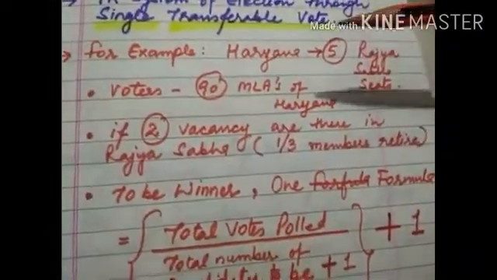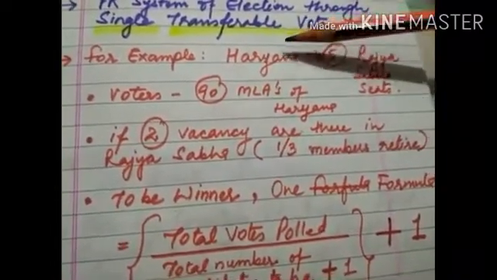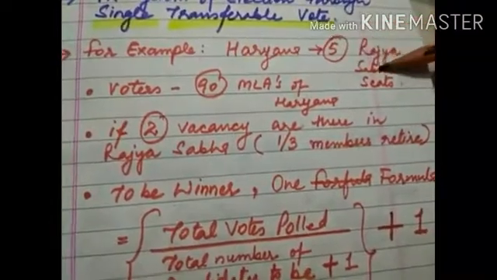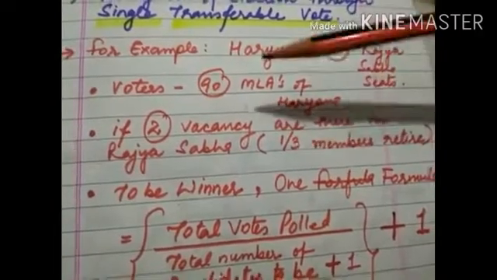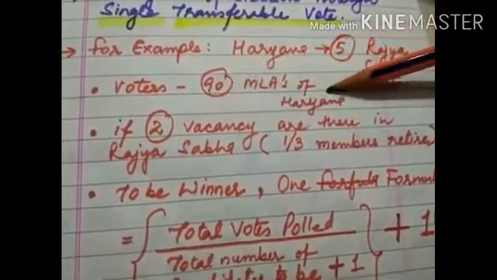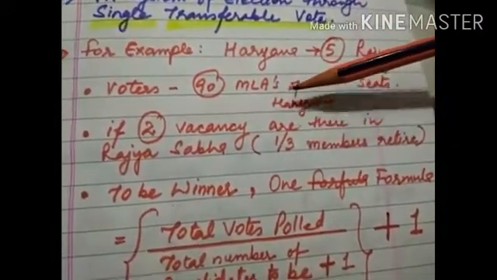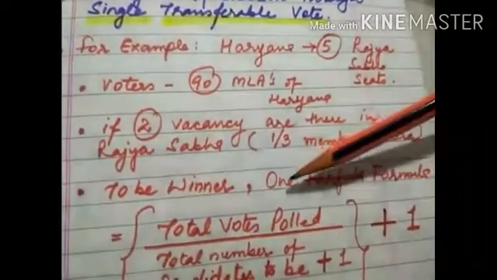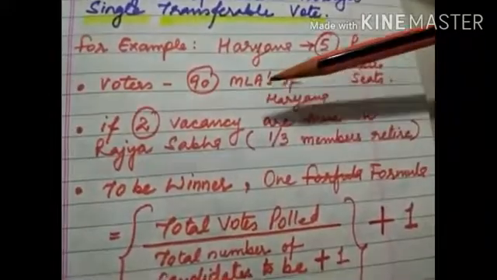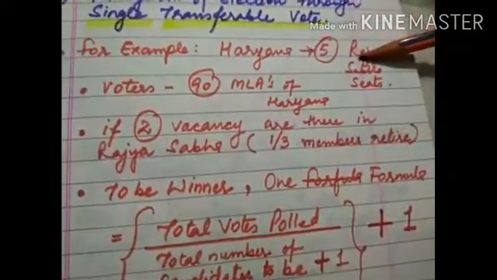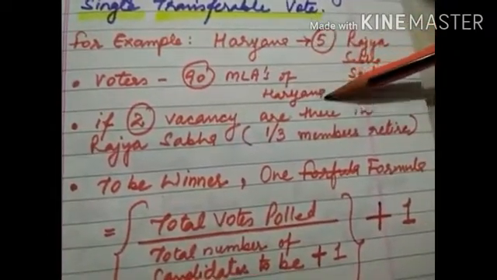So in order to understand this method, I have taken the example of Haryana. You know that from Haryana there are 5 seats for Rajya Sabha elections. And to elect those 5 seats, who are the voters? Voters are 90 MLAs of Haryana Legislative Assembly, because this is the indirect election system. In the indirect election system, the public does not vote for Rajya Sabha MPs. The public first votes for MLAs and the MLAs further vote for MPs of Rajya Sabha. So total voters are 90 MLAs of Haryana Legislative Assembly.